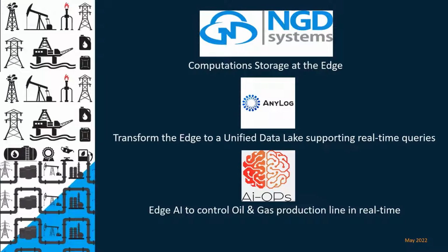We're excited to partner with NGD Systems and AI Ops to deliver an end-to-end solution to oil and gas. I prepared a short presentation and a demo to explain how AnyLog is deployed on the NGD nodes at the edge. AnyLog deployed on NGD transforms the distributed NGD nodes to operate as a single unified machine that makes the edge data available to applications in real time without moving the data to the cloud. Philip, who will be talking after me, will demo the AI Ops Edge AI application. The AI app is integrated with AnyLog and uses edge data in real time to control an oil and gas production line.